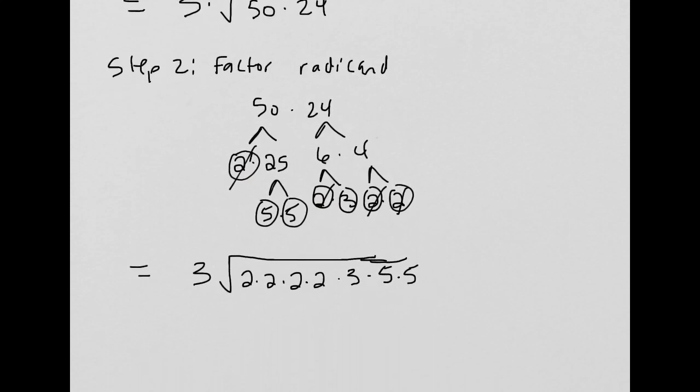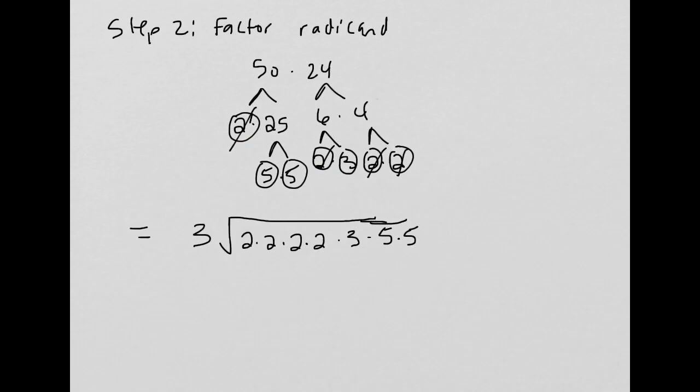Okay, final step then is I just want to simplify that square root. So step 3 is to simplify. So the 3 is going to stay out in front. And then remember the way that square roots work. Square roots are basically the opposite of a square. In other words, they're going to undo squares. So for every square that I see, I'm just left with one of those factors.